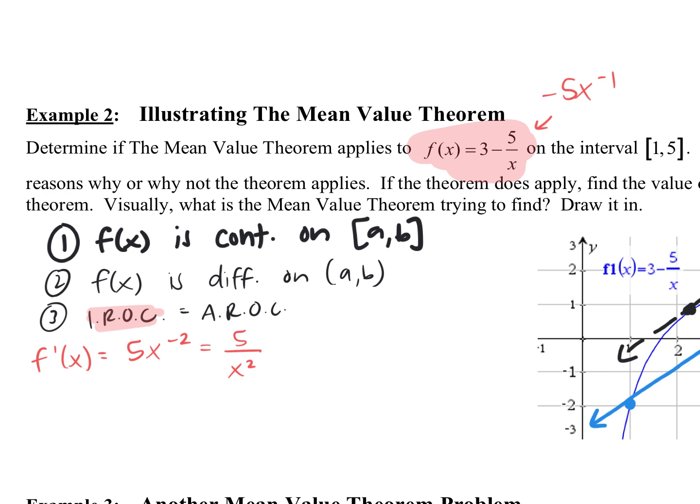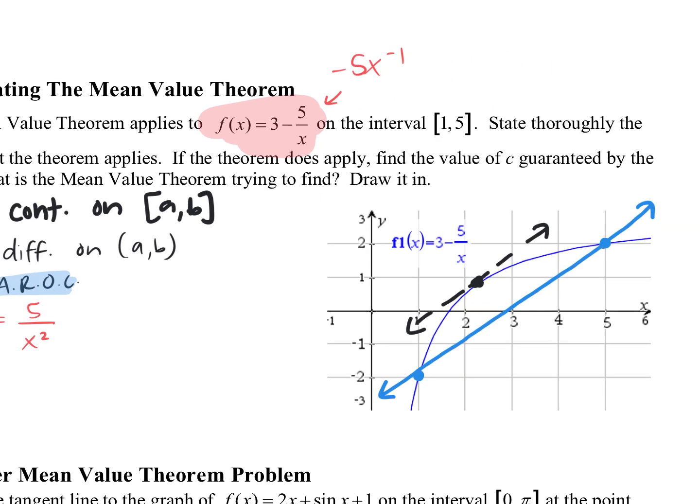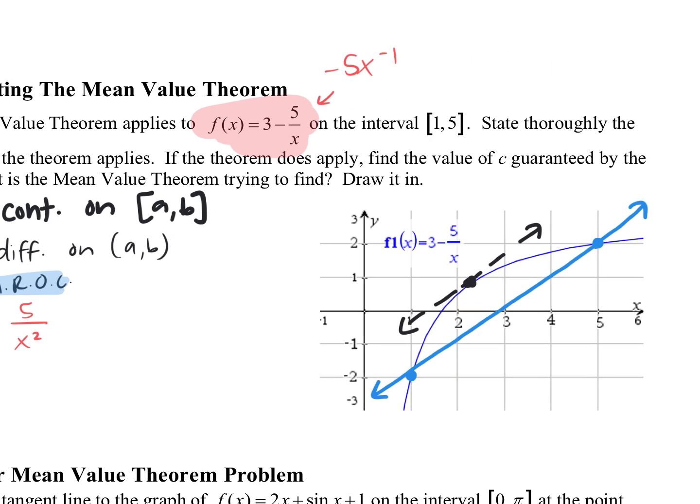But what I need to do now is figure out what is the average rate of change. How do I find the average rate of change of this blue line here? Set them equal to each other. That's what we will do afterwards. But how do I find average rate of change? Average rate of change is another word for slope, right? So we're going to use our slope formula. Slope formula is just f of b minus f of a over b minus a.